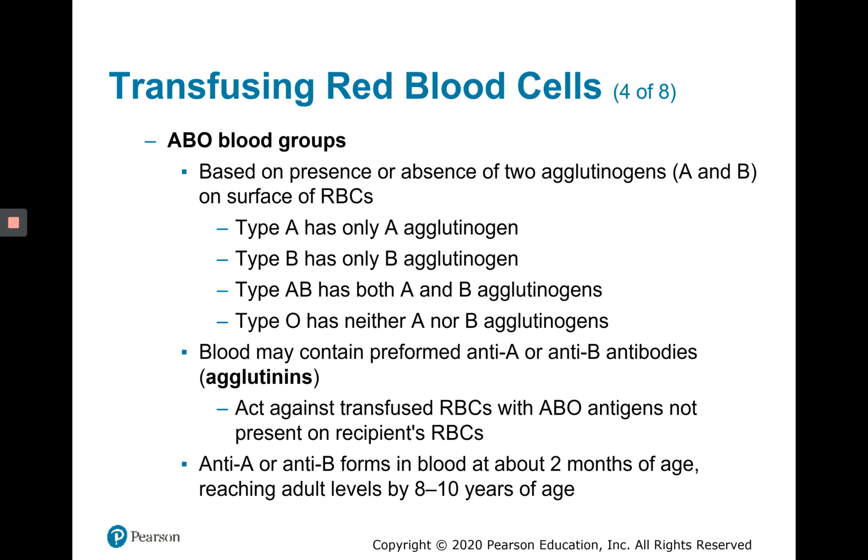So blood may contain the preformed anti-A or anti-B antibodies. A lot of times your body doesn't contain preformed antibodies. This is actually rare for the ABO blood groups, but we do know it occurs. And they're going to act against transfused red blood cells with ABO antigens that are not present on your own, or if you're the recipient, your red blood cells. So we would see things like anti-A antibodies, anti-B antibodies. They generally form in the blood at about 2 months of age, and by the time you reach adulthood they would definitely have reached peak levels. But they would have reached adult levels by age 8 to 10 years.